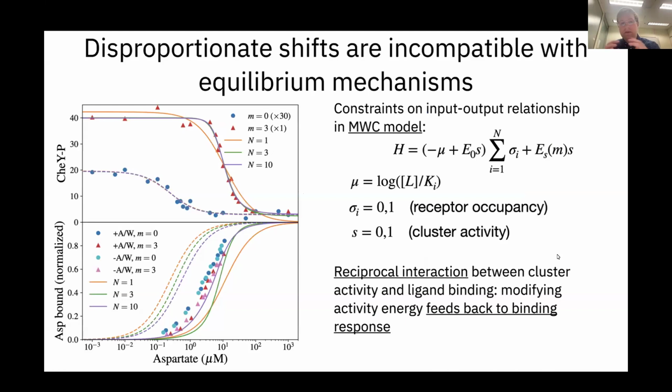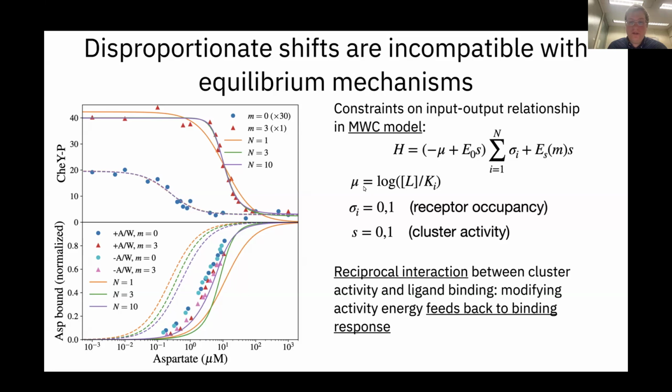I don't have time to go into the full details of that, so I'll point you towards our paper for that. But I want to give you an illustrative explanation using this MWC model. As we've already seen, if we add methylation dependence to, for example, the energy between the active and inactive states of the cluster, it nicely quantitatively captures the response behaviors of the system and the shifts with methylation across a wide range of concentrations.